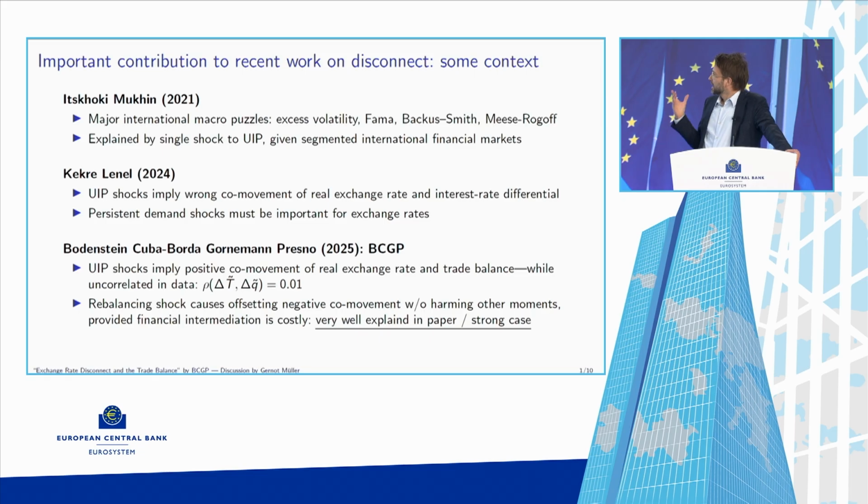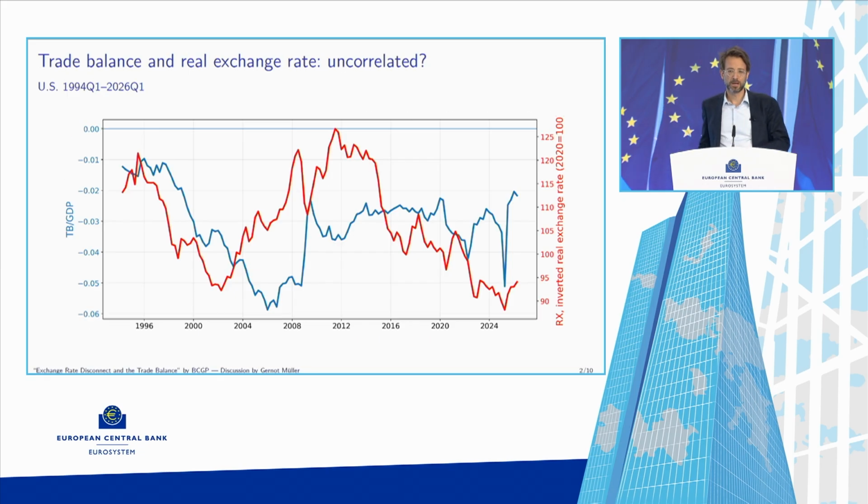As Martin explained, this is no small feat, because that only works to the extent that you keep these international financial markets segmented, so you need the chi, otherwise you would screw up the other moments. So it's not that simple, but the paper is very well written and the mechanism is well explained, and I think the authors have a strong case. So against this background, I want to look at this hero again: the correlation between the trade balance and the real exchange rate.